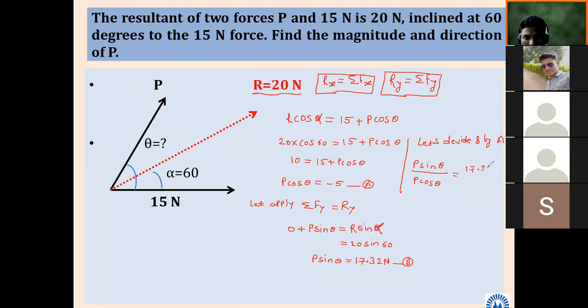17.32 divided by minus 5. What will it become? Tan theta. Tan theta is equal to minus 3.46. So calculate theta. Minus 73.87.